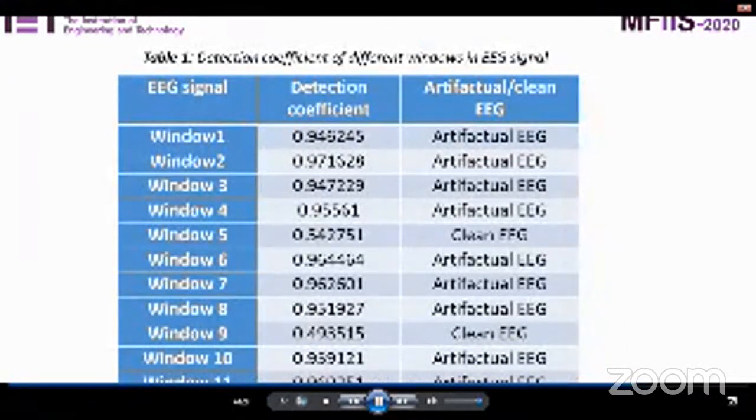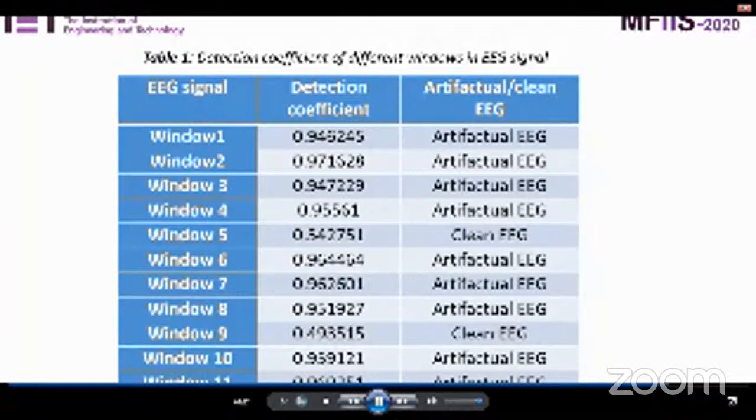This is the table where the detection coefficient of different windows in the EEG signal is shown. Here we have taken only 11 windows and the detection coefficients corresponding to those windows are marked. Here we can see the detection coefficient for the artifactual window is more than 90%, and the detection coefficient for the clean EEG window is less.